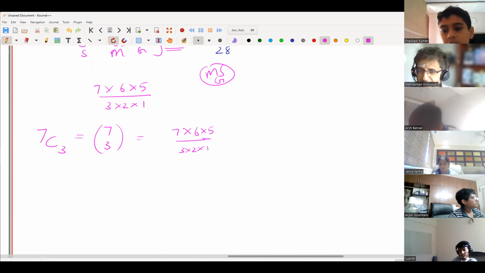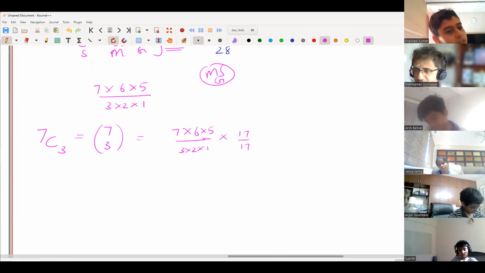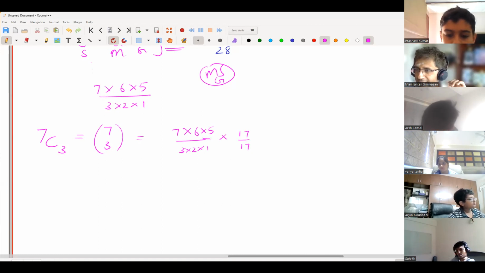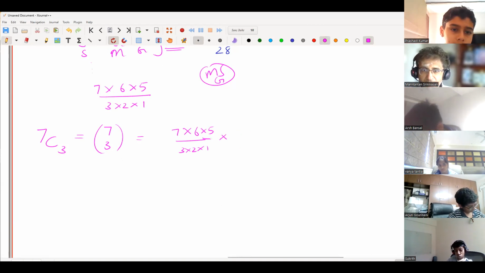I can also write this as, for example, if I multiply both by 17 and divide by 17, the answer does not change, right? I can multiply and divide by any quantity without changing the answer. Now, why would I multiply and divide by 17? Doesn't make sense. But the point is I can multiply and divide by the same number without changing the value of that number, correct? So people figured out, let's multiply numerator and denominator by 4 factorial.